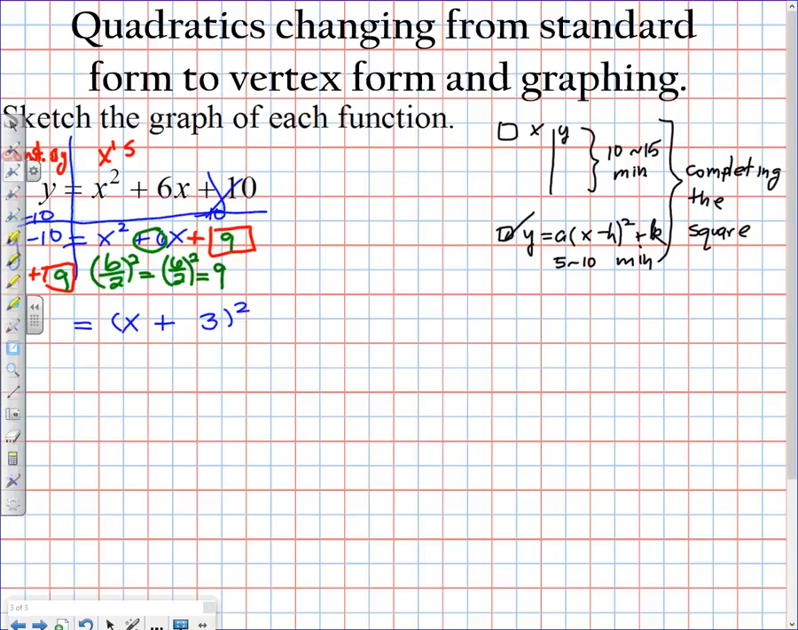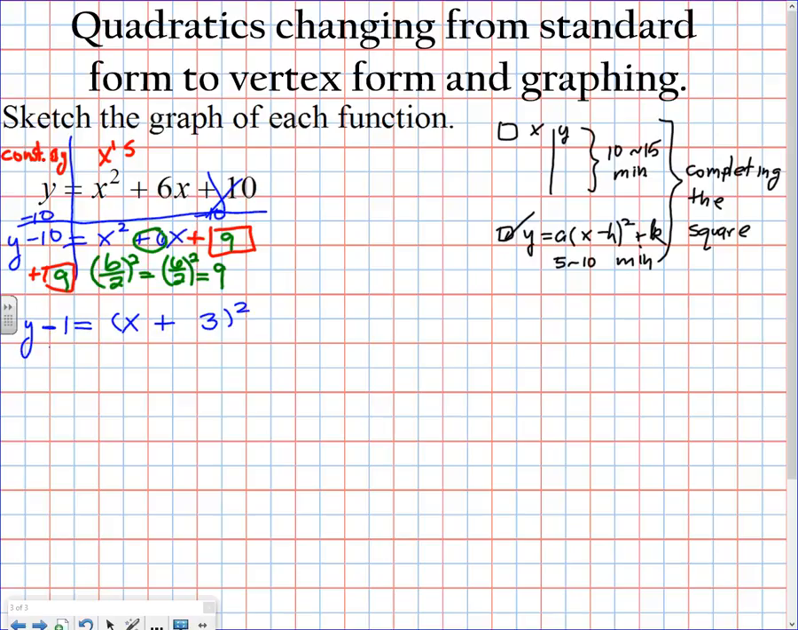3 squared will give me 9. Now, the other side, the only thing you're allowed to combine is negative 10 plus 9. If you owe me $10 and you have $9, you still owe me $1. Why? Because I completed the square. Okay. Now, what I need to do is get the y by itself.